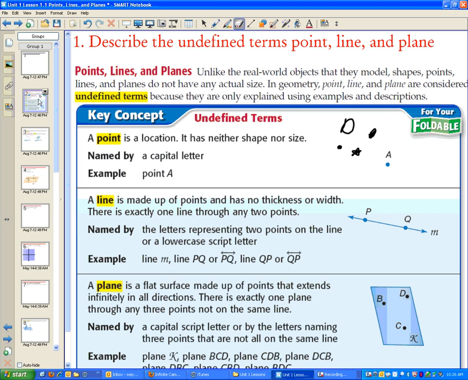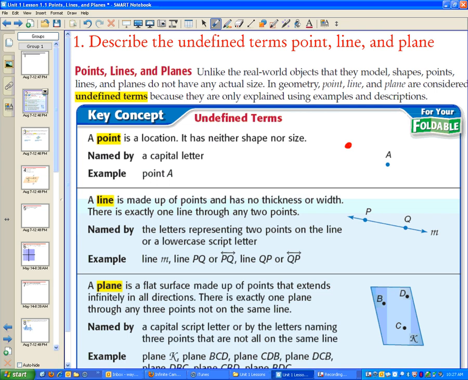Like if I put a point up here on the board, and then I realize that all you guys are squinting and you can't see it, I'll probably come back and make it a little bit bigger. The point didn't actually get bigger. It's just that my drawing of it is now bigger. Okay? So points don't actually have a shape. They don't actually have a size. They just tell you where something is. It's a location. All right? That's all a point is, a location. No shape, no size, just a location.